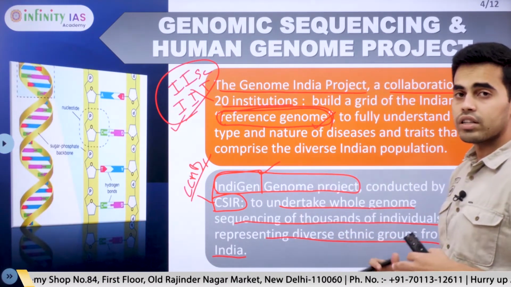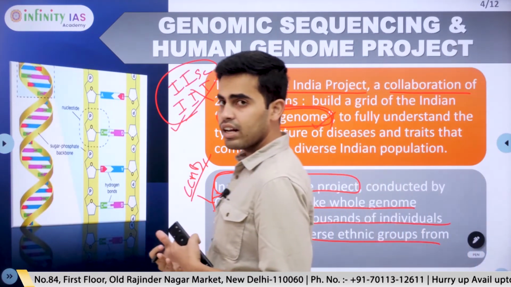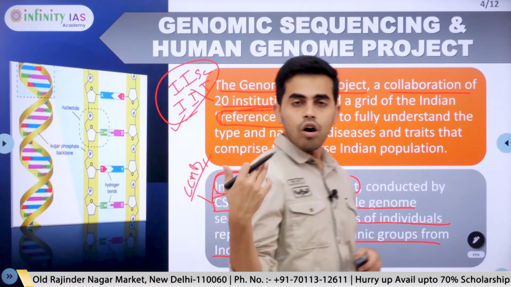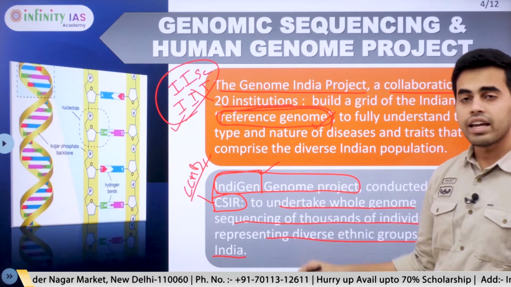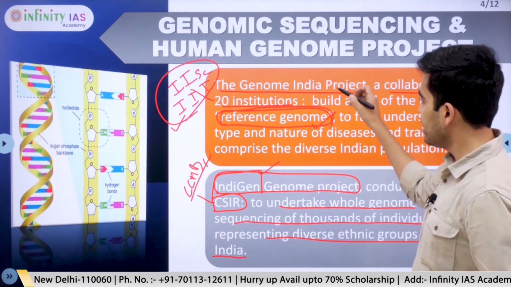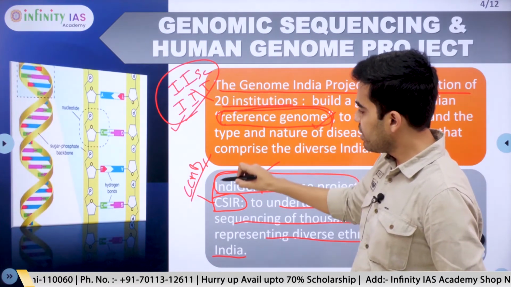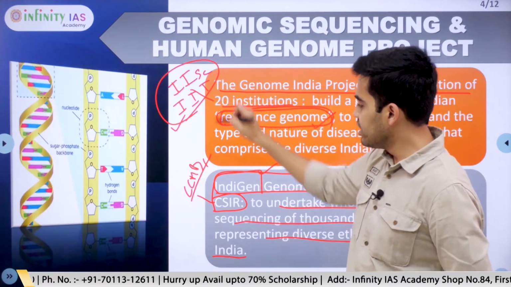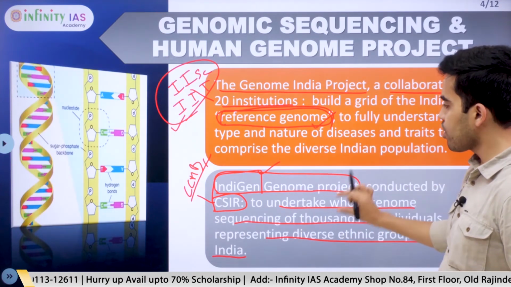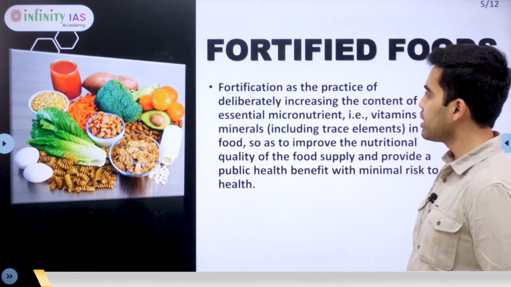So in this project, basically they have taken up sequencing the genome of different races or different populations in the Indian subcontinent. So we need to know the differences between these two projects, what are the institutions involved, and what are the primary aims of these two projects from an examination point of view.